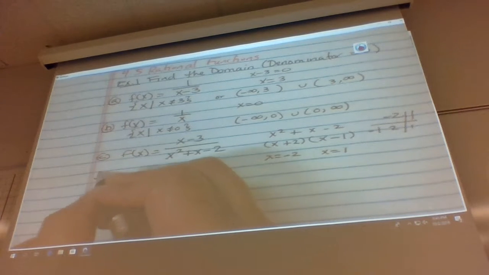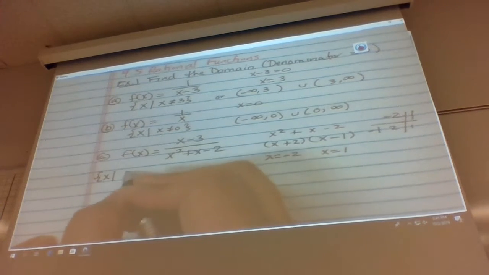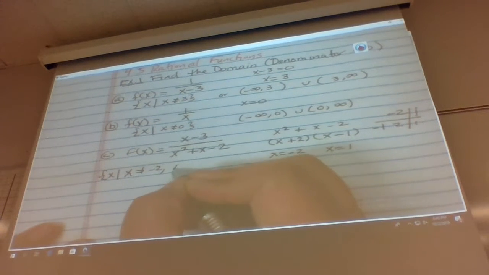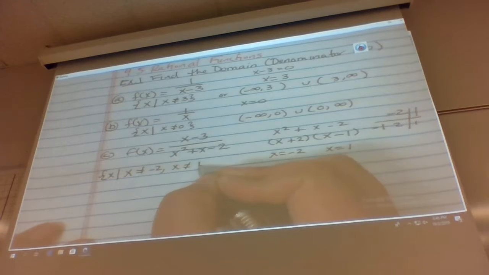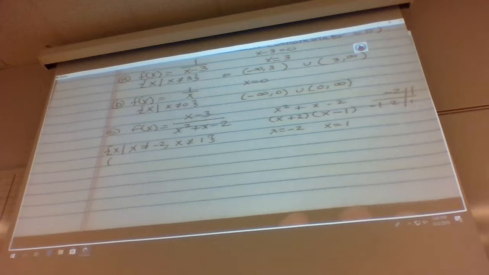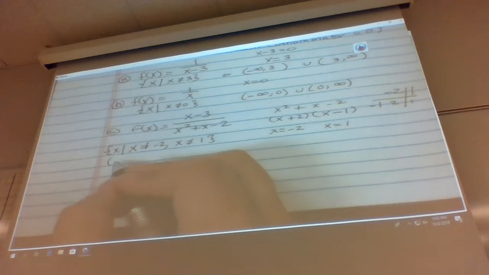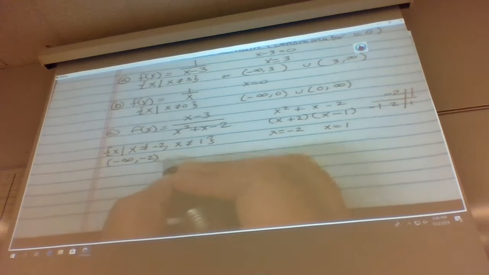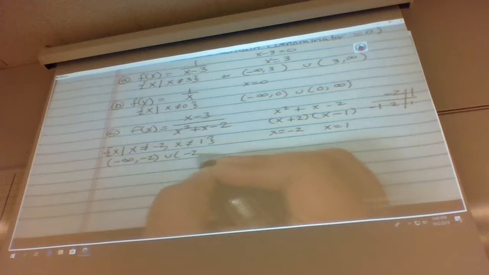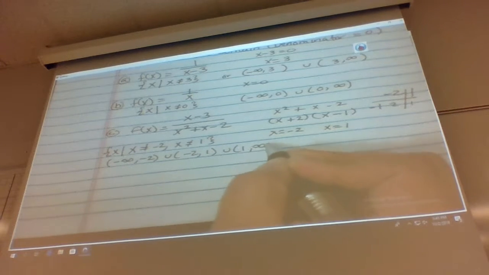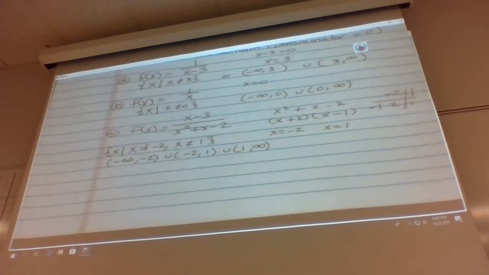And when you do your interval notation: negative infinity to negative 2, negative 2 to 1, 1 to infinity. So, if you recall, when we were doing this the first time, if you only have one number in here, you end up with 2 parts. But because we have 2, you end up with 3 little parts right there, right?